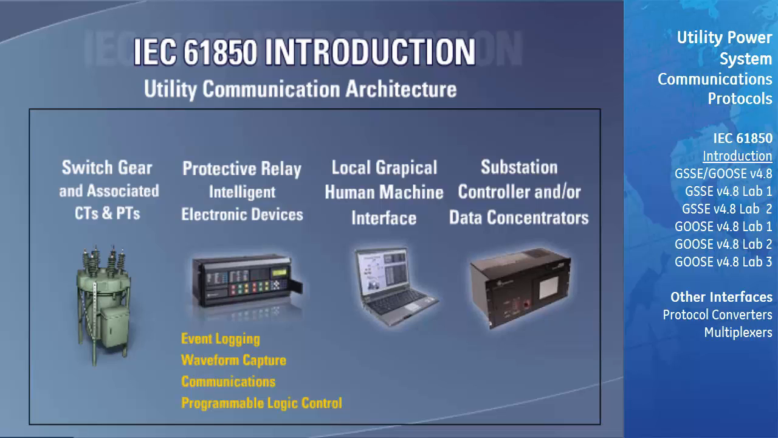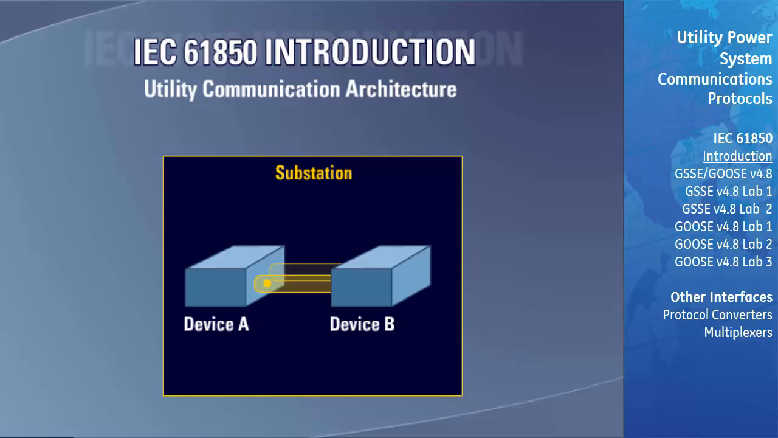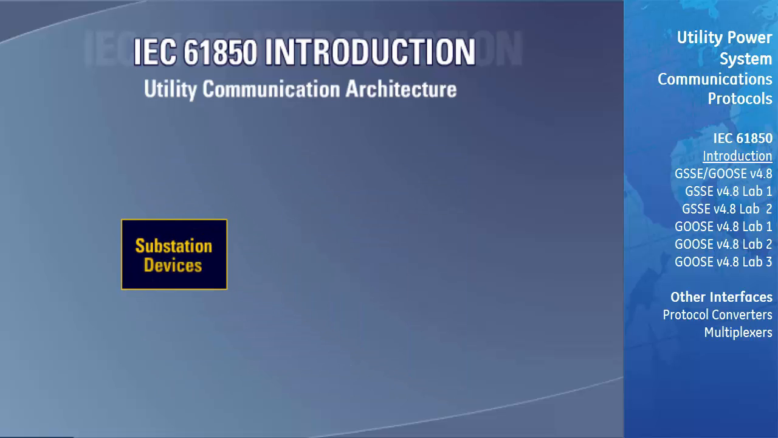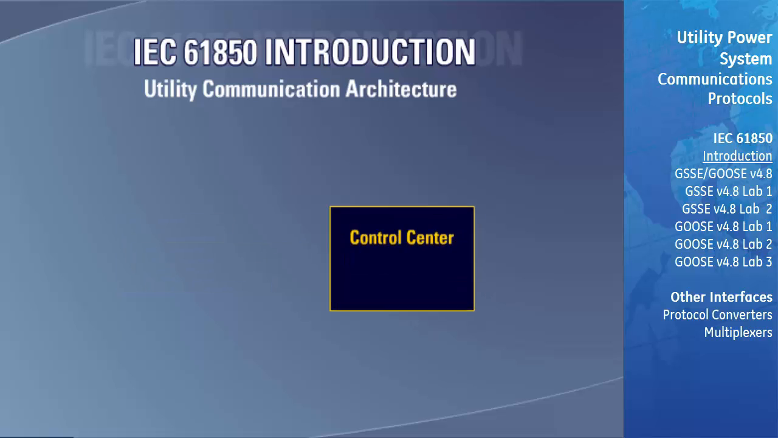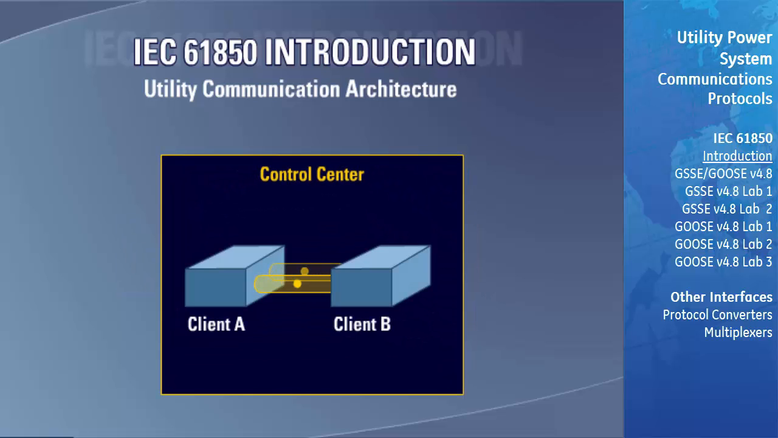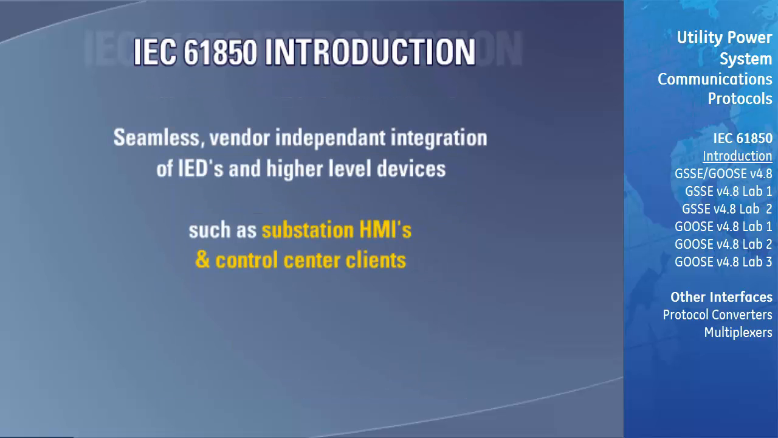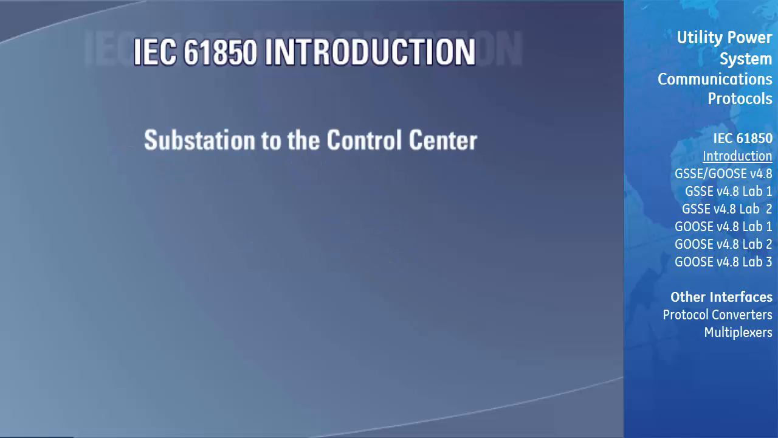The communication links between these devices vary greatly, but fall into the following three major categories: communication between the devices within the substation, communication between substation devices and the control center, and communication between clients at the control center. For many years, the goal for utilities in both North America and Europe has been to define a substation communications infrastructure that will allow seamless, vendor-independent integration of the IEDs and higher-level devices, such as the substation HMIs and the control center clients. Within IEC 61850, the communication infrastructure has been grouped into three areas: the substation to the control center, the station bus, and the process bus.